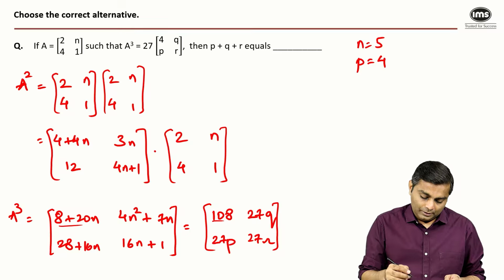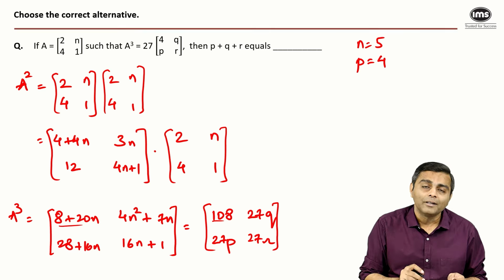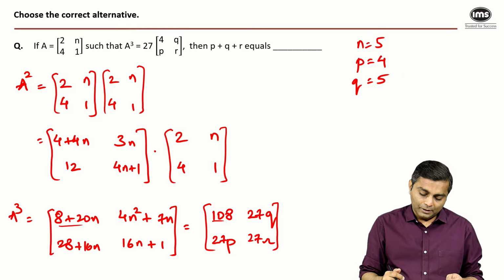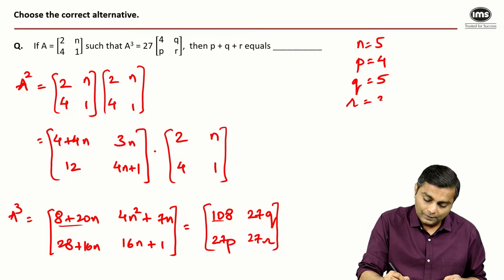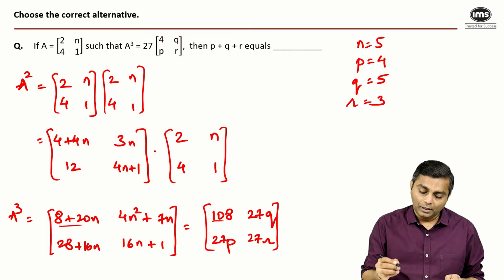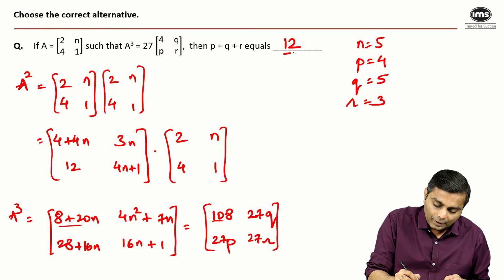Okay. Moving on to Q now. So, 4 into 5, 20, 135, 135 and 27. So, Q has to be equal to 5. And 16n plus 1. So, 16 into 5, 80, 81. So, this is 3. 27 into 3 is 81, right? Okay. We are asked what? P plus Q plus R, 4 plus 5, 9 plus 3, 12.